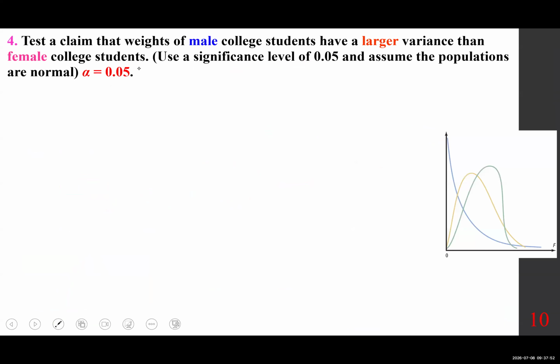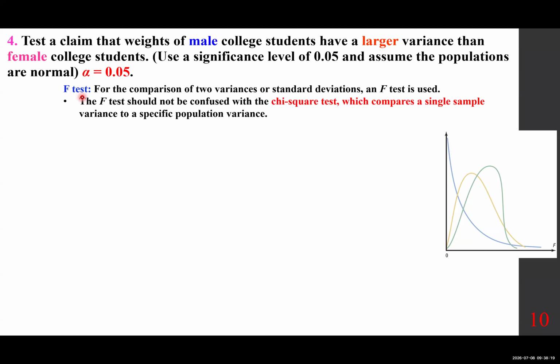Test the claim that weights of male college students have a larger variance than female college students, use a significance level of 0.05 and assume populations are normal, with alpha 0.05. So what we want to discuss is the F distribution. So F test.